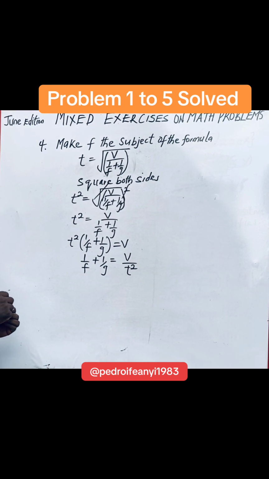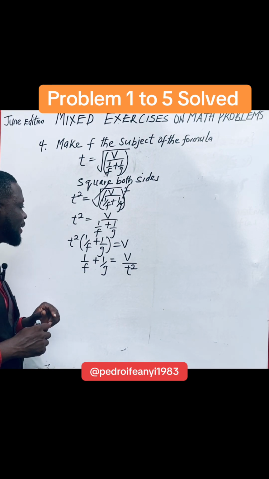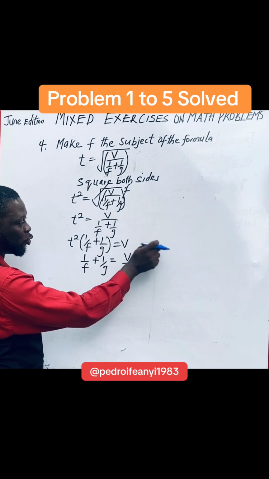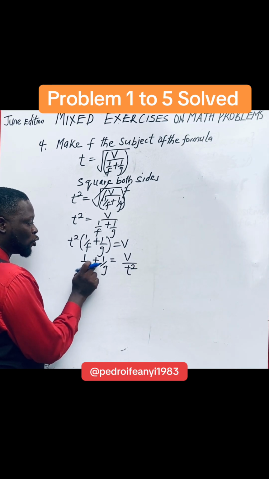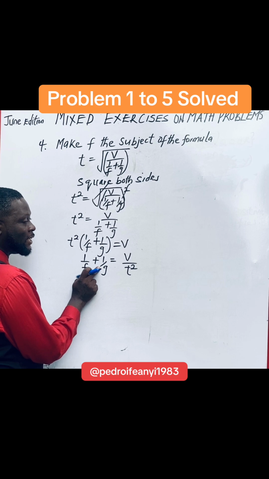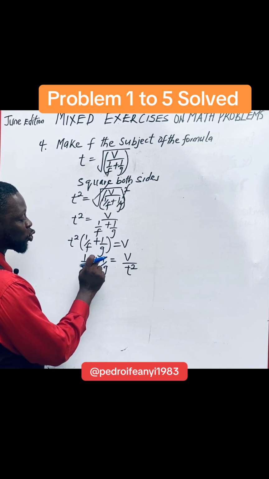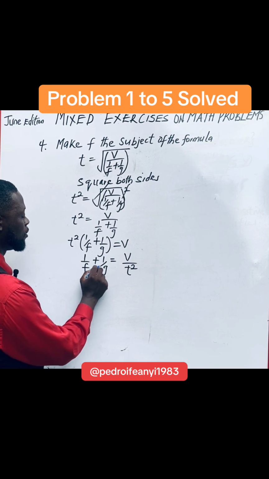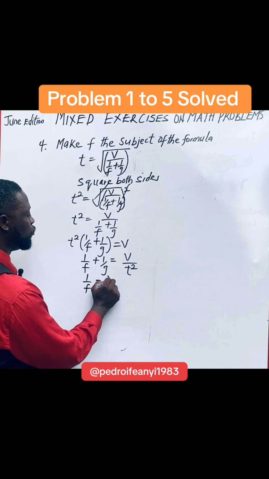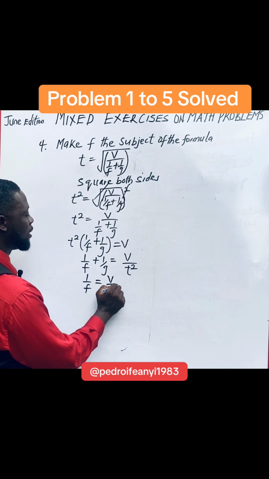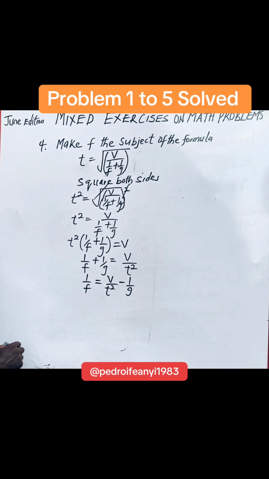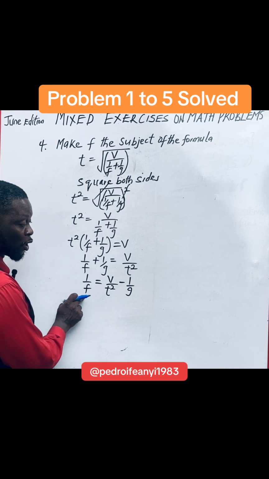All right. So we've done the step. So the next thing we do quickly is to take this 1 over g to this side because we are looking for f. So the next thing is to remove this 1 over g by adding minus 1 over g to both sides. So we have 1 over f equal to v over t squared minus 1 over g. Right. So right now, we're coming closer.